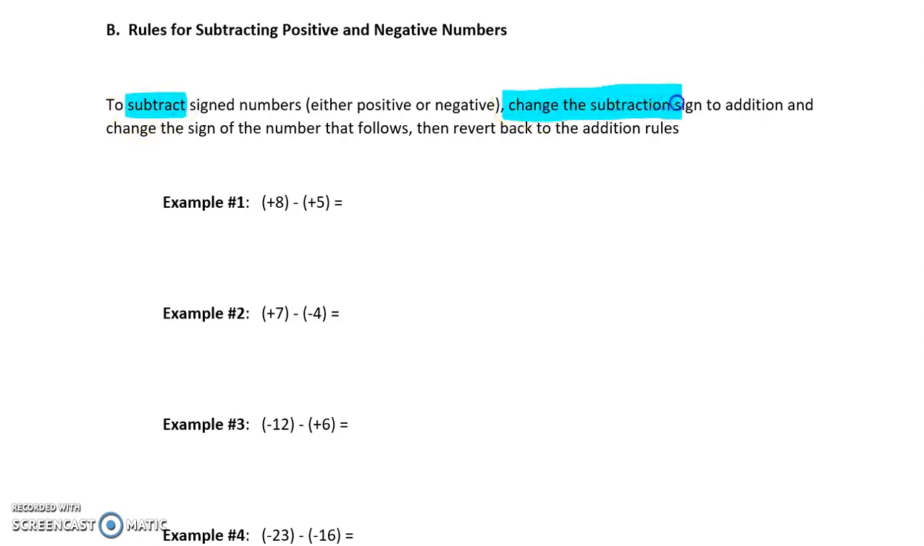If we're thinking about subtracting now, since we just looked at adding, we change the subtraction sign to addition and change the sign of the number that follows. Then go back to our original rules. So in this one, if I've got plus 8 minus plus 5, that's just going to give me 3.